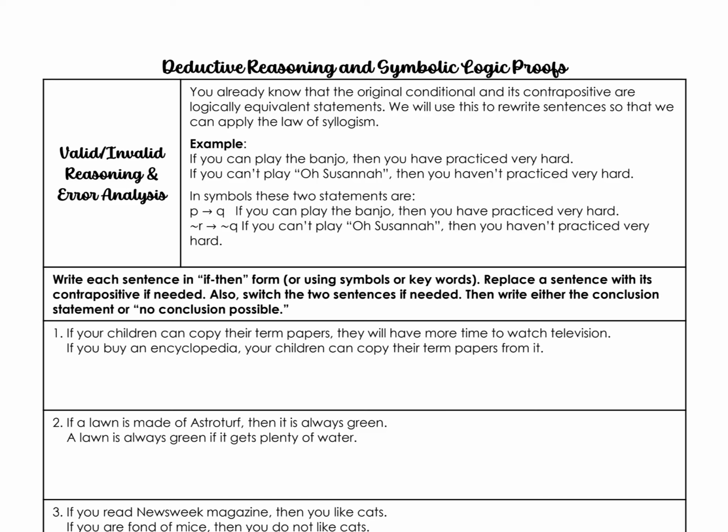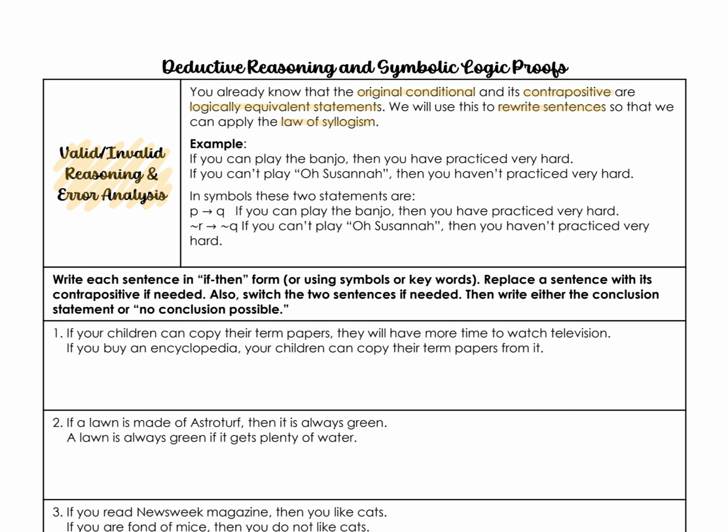All right, so this lesson is going to be over deductive reasoning and the symbolic logic proofs. So this is going to be our first topic over proofs. Looking at what we have to start here, if you remember, in a previous lesson, we talked about how the original conditional and its contrapositive are logically equivalent statements. So remember that meant we could use them interchangeably. We will be able to use this to rewrite sentences so that we can apply the law of syllogism.